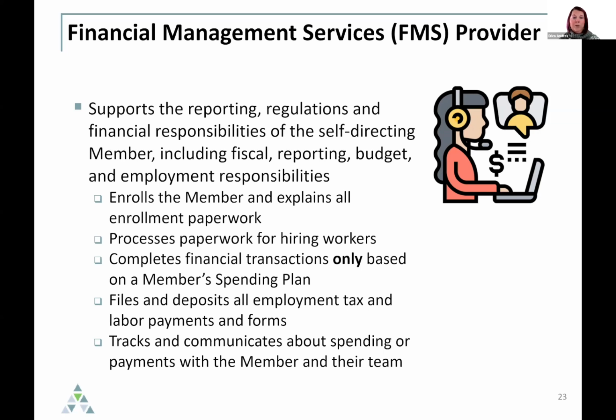So the financial management services provider enrolls you or the member and explains all the enrollment paperwork. They also process all the paperwork for hiring workers. They complete financial transactions only based on your spending plan. So if it's not on the spending plan, they won't pay it. They also file and deposit all employee taxes and labor payments and forms. And then they also track and communicate about your spending or your payments with you and anyone else on your team, maybe your support broker or your representative. So they take care of all that financial stuff.